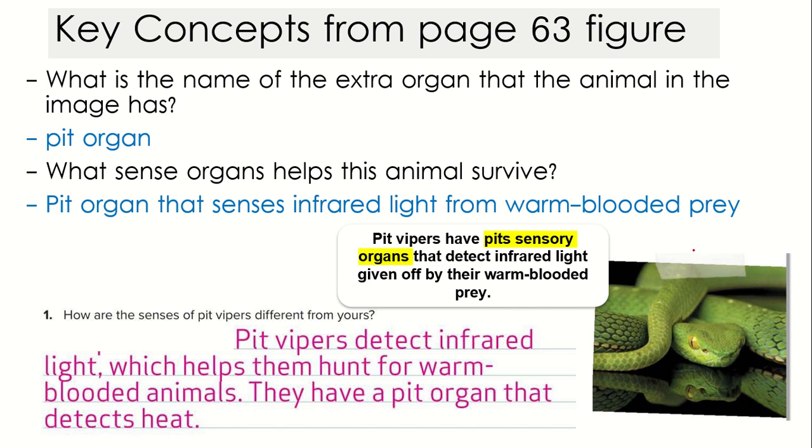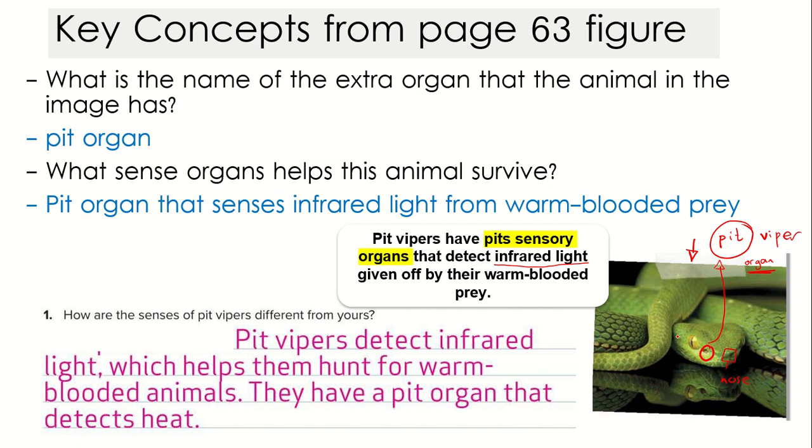So this snake over here is called a pit viper. And it is called that because it has a pit. A pit are these holes. So this in the front is the nose. It does have a nose, but it also has an extra hole on its face called a pit. The pit is the organ, the body part, that detects infrared light.